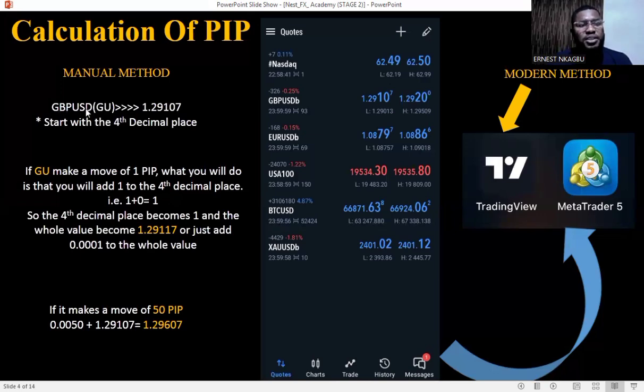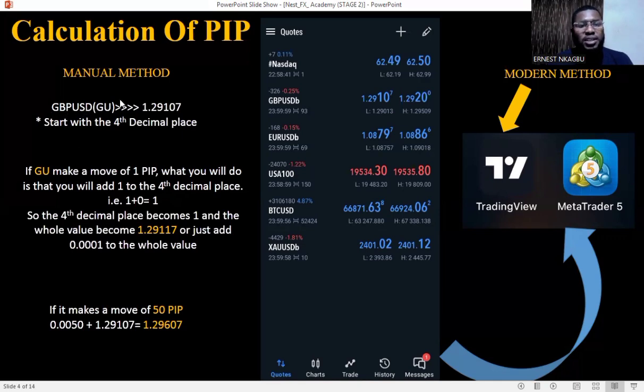You can call GBP/USD "GU." That is the brief form of GBP/USD. That is your pounds and your dollar. Yeah, that is what GBP/USD is. So coming to here now, this is our GBP/USD.